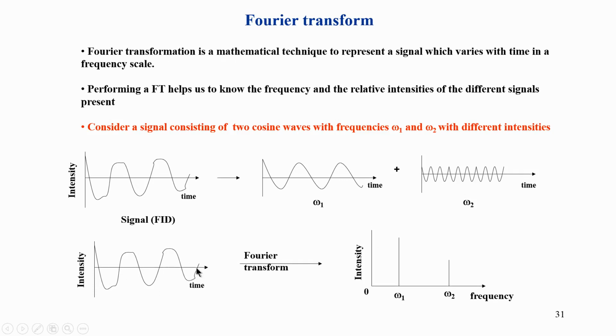So, if you take a discretized signal and subject it to Fourier transform, it will give me 2 frequencies, because there are 2 frequencies present as per this picture here. One peak comes at the frequency of this particular signal, and the other peak is at the frequency of the other signal.